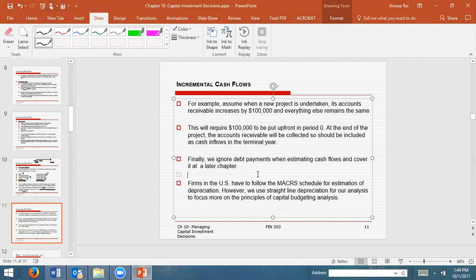And finally, as I said, we'll be using the MACRS schedule for estimation of depreciation. Okay, and remember in this chapter, oh wait, I made a mistake. In the real world we use MACRS, but in this chapter and in this class, we're only going to use straight line depreciation at this point.